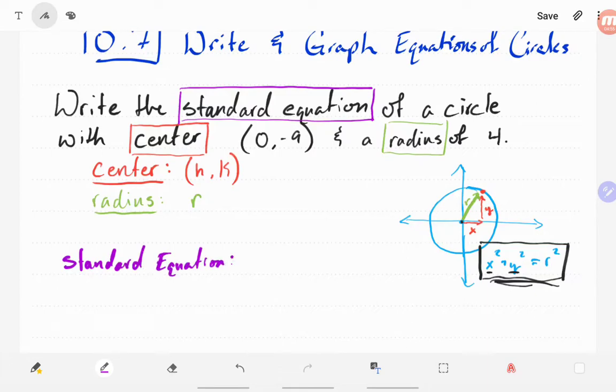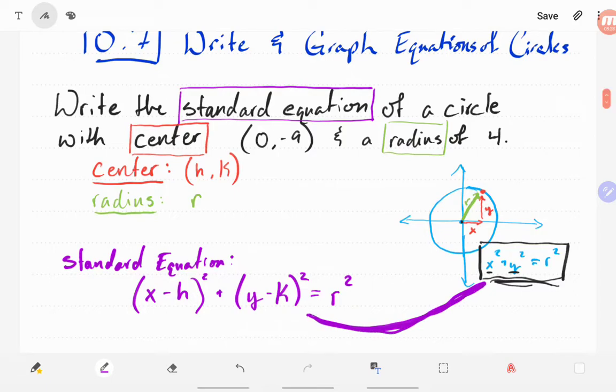And this reads, we're going to take x and we subtract that h value that represents the x value of our center. And we add y minus k, which represents that y value of our center. Square that, and that's going to be equal to our radius squared. Notice how similar these two look. The only difference is that now we've got this h and we've got this k inside our parentheses.